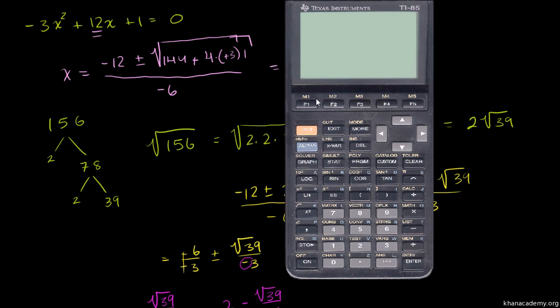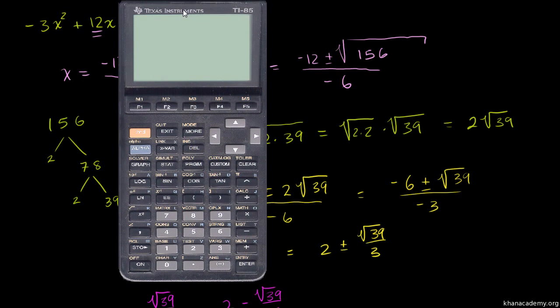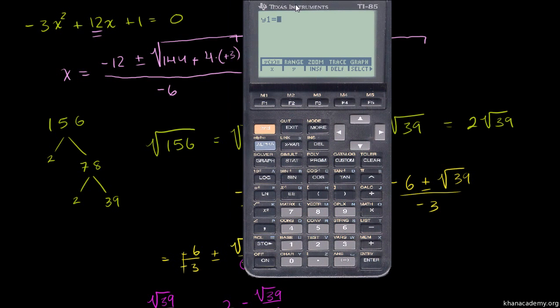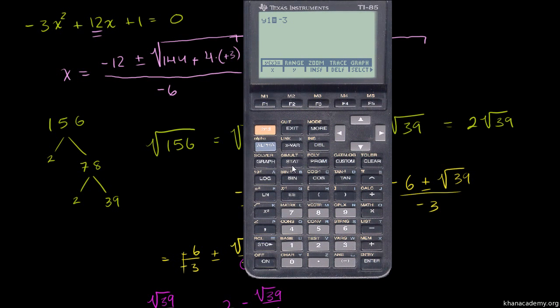Let's verify. I'm just curious what the graph looks like. So let's just look at it. Let me clear this. Where's the clear button? So we have negative 3x squared plus 12x plus 1. And let's graph it. Let's see where it intersects the x-axis. It goes up there and then back down again.